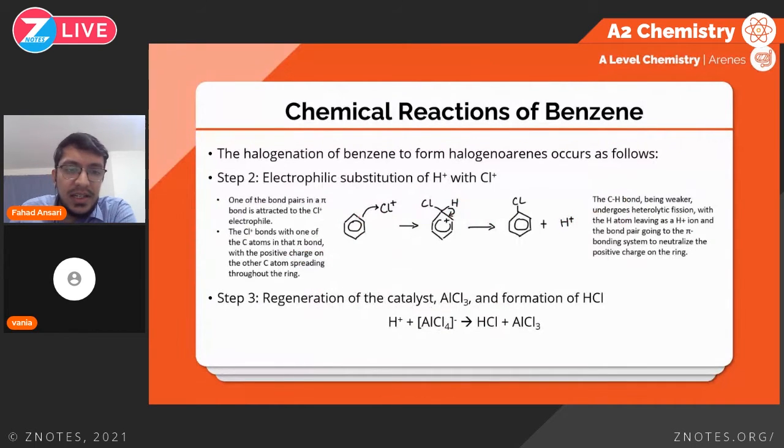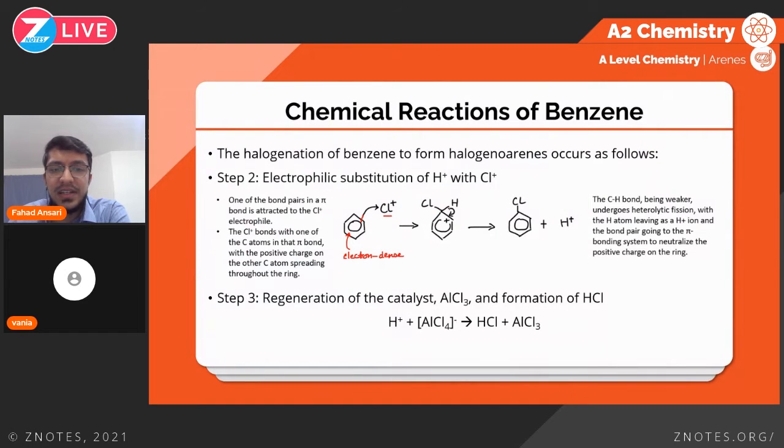Right. Now, this delocalized pi bonding ring over here is electron dense, or we could call it electron rich. Because it's electron dense, it's going to attract the positively charged chlorine, the chlorine ion Cl+. And we show this using a curly arrow originating from the delocalized pi bonding ring. One pair of electrons amongst the pi electrons is going to attack the Cl+, which is electron deficient. It's an electrophile, right?